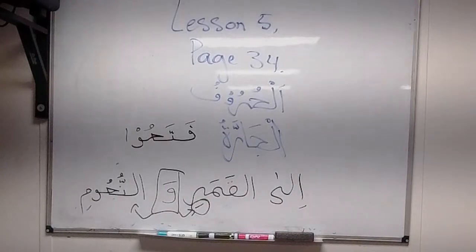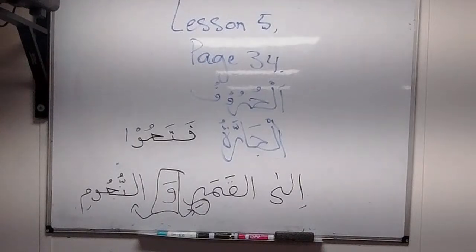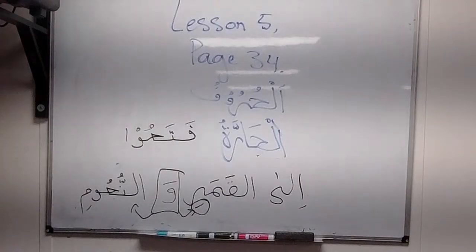Yeah, let's start. So they opened is Fatahu. What do they open? The garden. No, to the garden. You're looking at the next one, the lock. Let's figure out how to say lock. You found it? What is it? Mufrad, right?